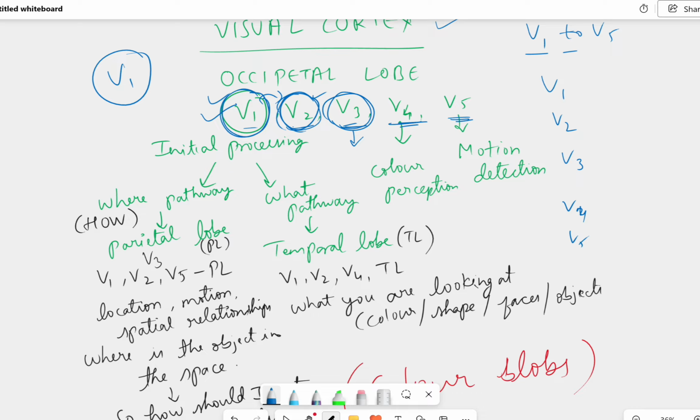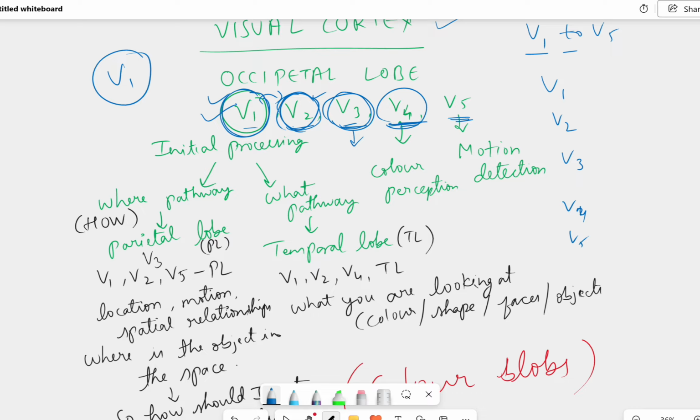Next, we move on to V4. V4 is specialized for color and form recognition, meaning color vision or color processing happens in V4. Remember that, okay? So this is the main area which will help us in color perception. So any damage to the V4 area, remember we call it cerebral achromatopsia. Okay, so the detailing of all the objects and what is the color of that is all processed in V4.